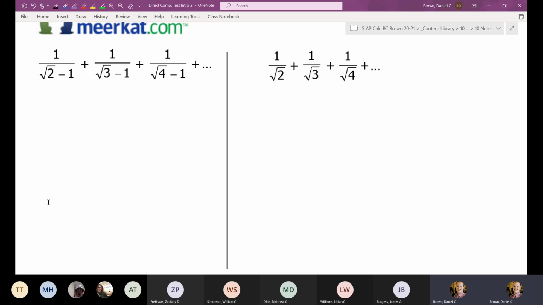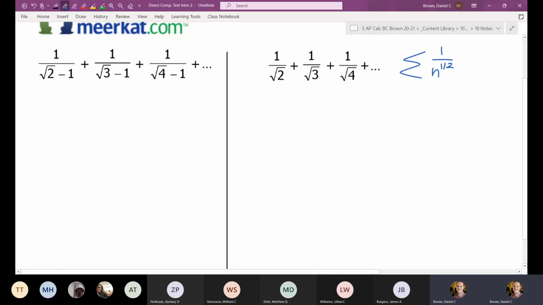Which one do we technically already know something about, the one on the left or the one on the right? The one on the right, because what type of series is the one on the right? It's another p-series. It is the p-series for n to what power? N to the 1/2. That's the series I'm comparing it to.